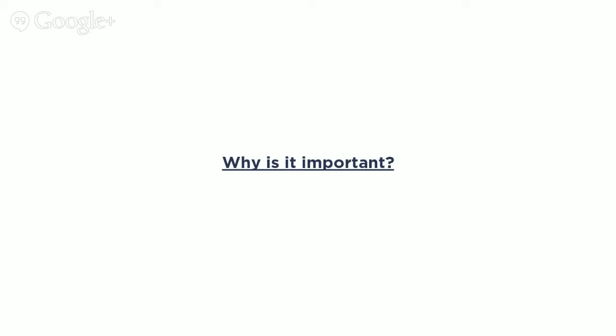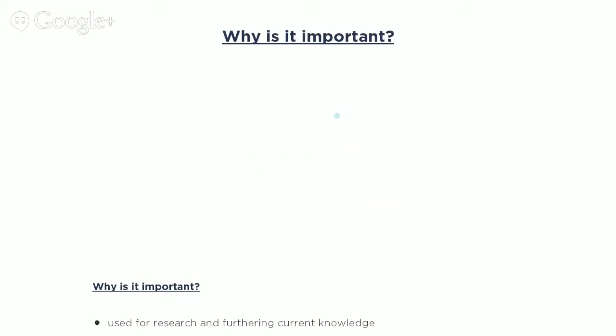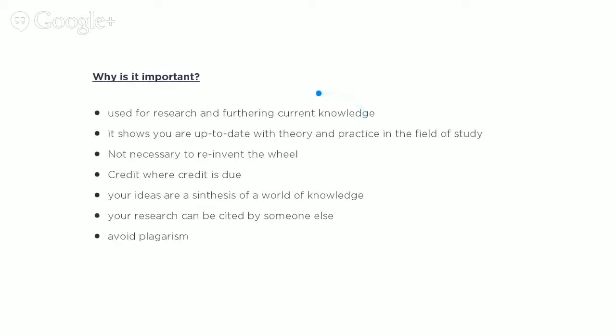Why is it important to cite authors, to reference other people and what they have done when I'm writing about a certain topic? Well, there's a few ideas here that we want to consider. First of them is, we need to remember that we're citing or we're consulting other people because it's used for research and furthering current knowledge.